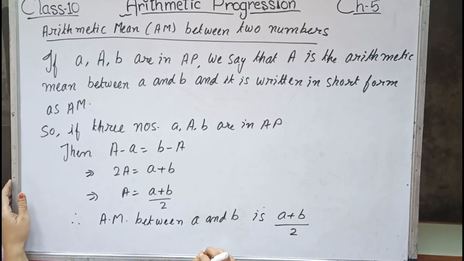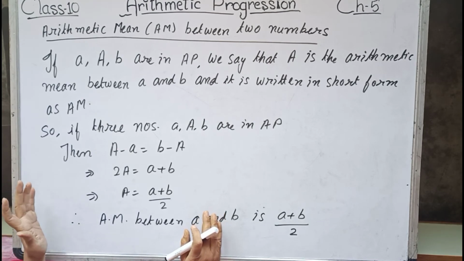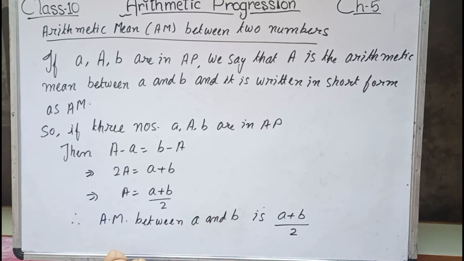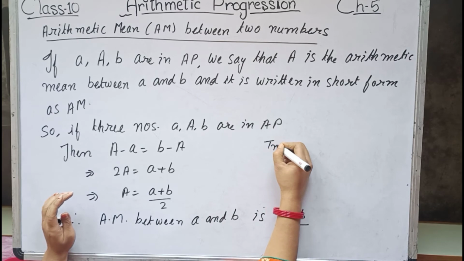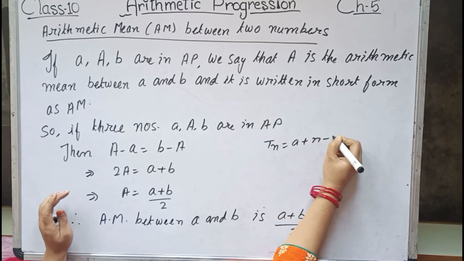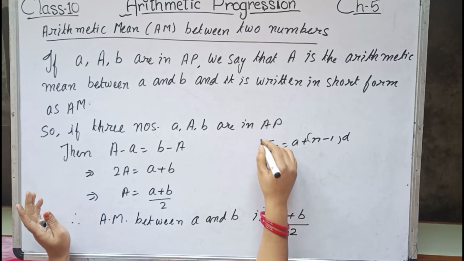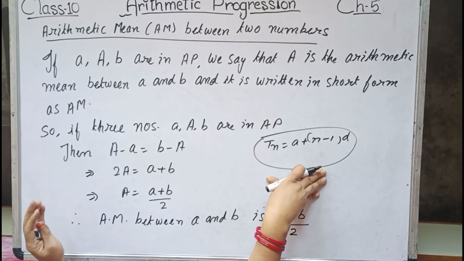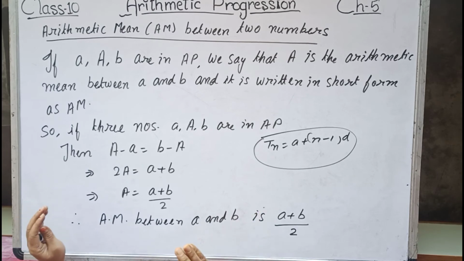Hello students. In the next topic of the arithmetic progression, we will be doing arithmetic mean and sum of n terms of an AP. Till now, we have done the formula for the nth term of an AP, which is given as Tn equals a plus n minus 1 into d. We have done a variety of sums based on this formula. Almost all the sums of NCERT I have discussed, and a few important sums of RS as well as some extra sums.